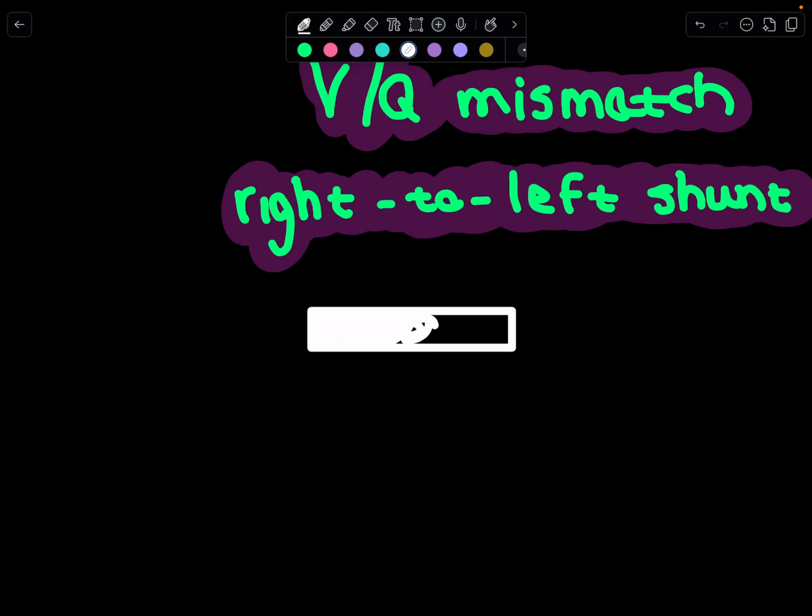PAO2 might be normal or high, but oxygen isn't reaching the blood efficiently, while in hypoventilation, both PaO2 and PAO2 could be low.